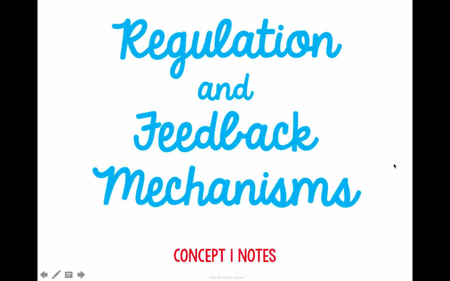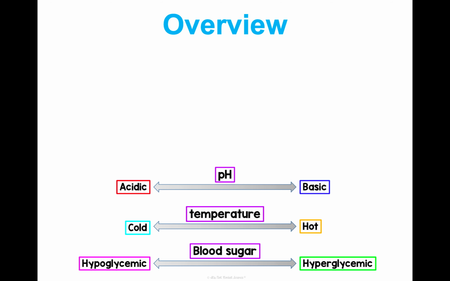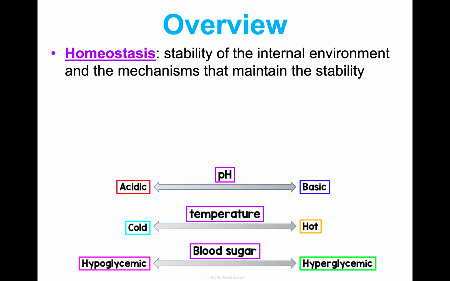All right, this is Concept 1 notes on regulation and feedback mechanisms in our homeostasis extension mini unit. Okay, so just a little overview before we jump in. We talked about homeostasis back in our cells unit when we learned about cell transport and how those are really important strategies that the cell utilizes in order to maintain homeostasis. So, what is homeostasis again?